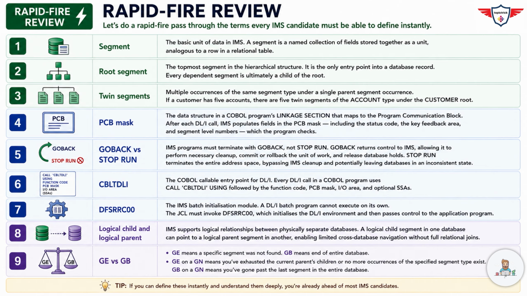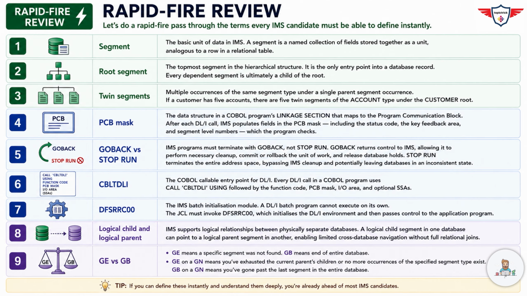The next one is twin segment. It is basically a multiple occurrence of the same segment type under a single parent segment occurrence. So let's say if a customer has 5 accounts, then there would be 5 twin segments at the account type under the customer root segment.